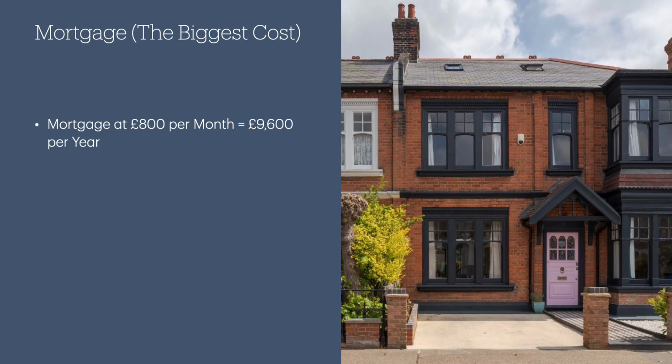The largest cost for most landlords is the mortgage. If the mortgage is £800 per month, that's £9,600 per year. Straight away, the £15,600 rent reduces significantly. This is the first layer, and it's usually the one people focus on, but it's far from the full picture.